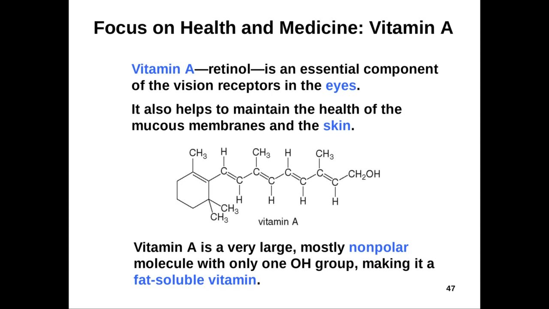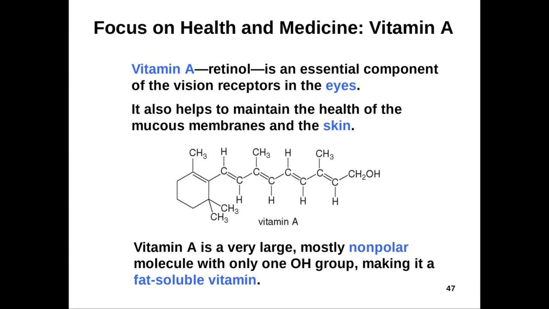So if you've ever heard people say, oh, you should eat carrots because it's good for your vision, well, carrots are good for your vision because they have lots of vitamin A. Now, retinol is also sold as a skincare cream. I think it's prescription when it's in high quantities. But retinol, or vitamin A, helps to maintain healthy skin. In particular, it helps maintain the mucous membranes of your skin.